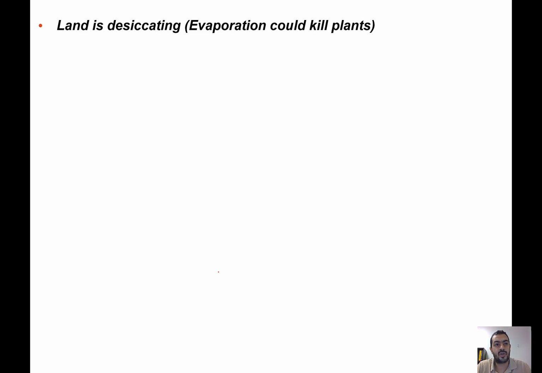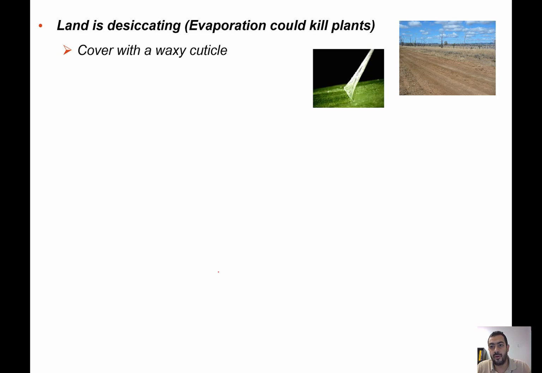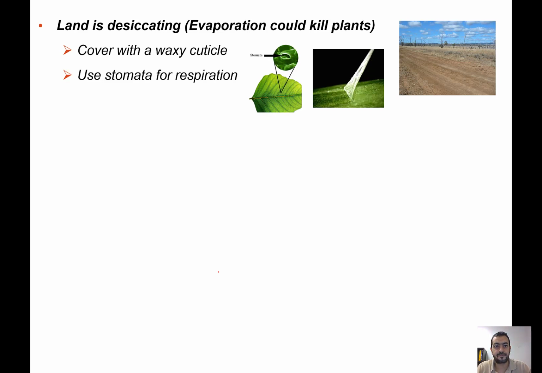Then another challenge was the desiccating nature of the land. Evaporation is really a challenge there that could eventually lead to the death of the plant. So as you can see, in very dry areas like this, the plant may even be under the stress of not surviving. In order to adapt to that, the surface of the plant was covered by a waxy cuticle that prevents evaporation and loss of water.